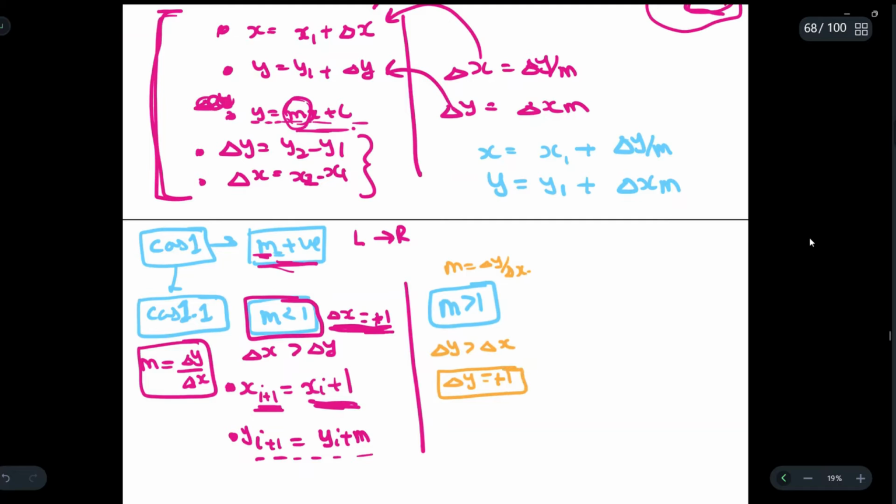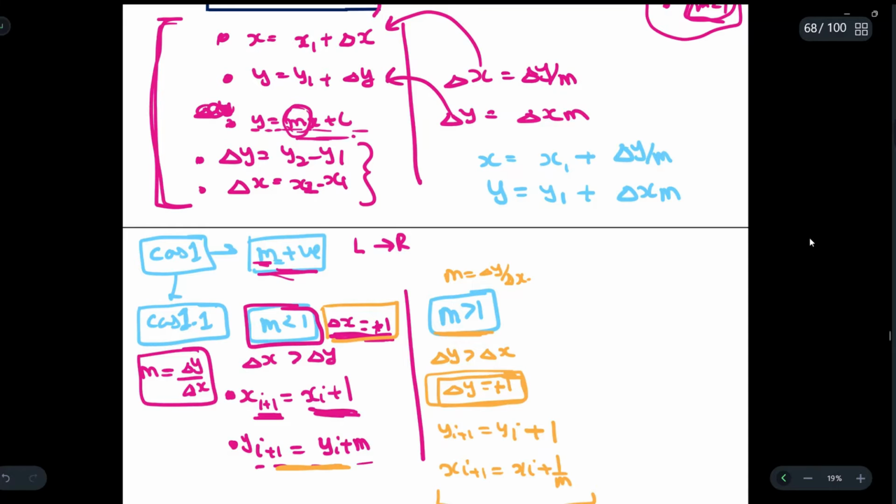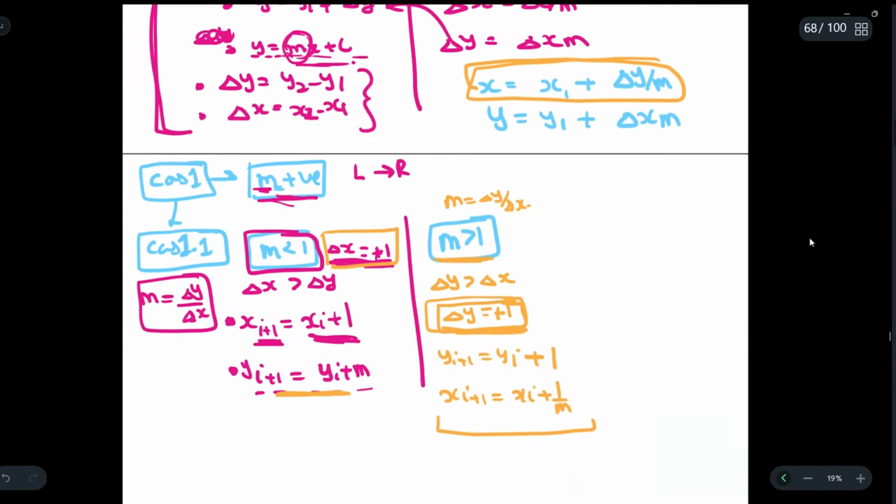Earlier we wrote the value of del x as plus 1, but now that we have got m greater than 1, we will be using del y as plus 1. So now we will get the next y coordinate as yi plus 1, and we will get the next x coordinate as xi plus 1 is equal to xi plus 1 by m. Now how did we get this? Similarly, just how we got the yi plus 1 formula. Now that we have del y is equal to plus 1, we will simply put del y plus 1 over here, that is in this equation. And on doing so, you will get the value of xi plus 1 as xi plus 1 by m.